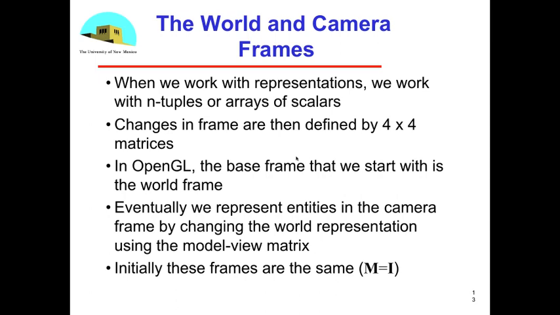Okay, so finally, the 2 frames that we care about the most, and this is what we're going to be looking at over the next few lectures, are the world and the camera frames. They're the obvious ones. I need to go from one to the other, and we will generally, in any version of OpenGL, start with the world or object frame, and then we're going to use an affine transformation, or equivalently a 4x4 matrix, to change that.